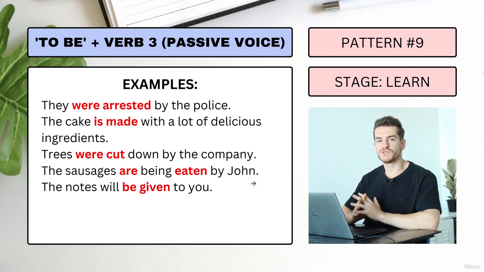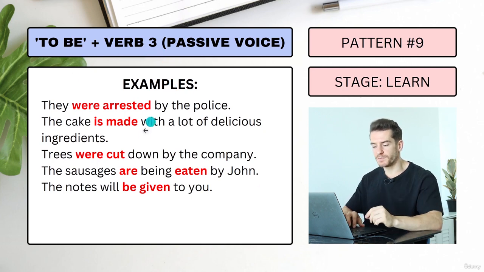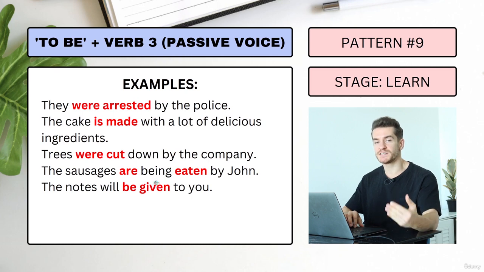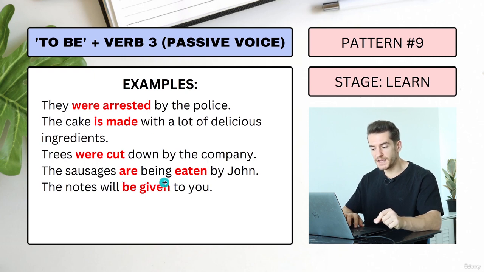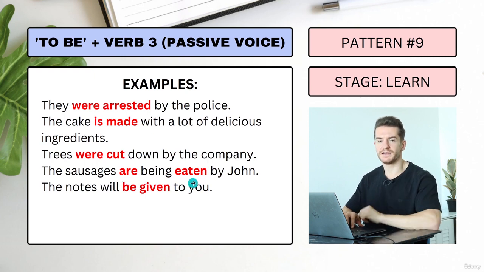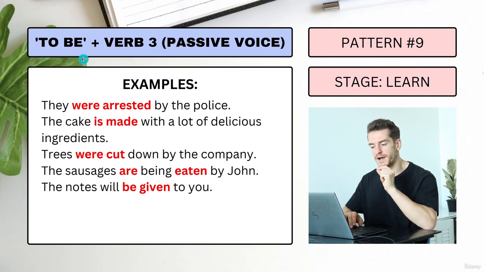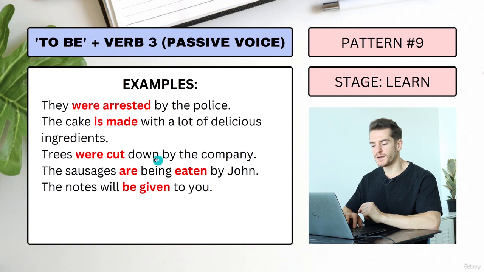So don't worry about this too much. Just know that normally we say to be plus verb 3, but sometimes if you have a continuous sentence, something with ing, then you might need to say to be plus being plus verb 3. But just remember for now, guys, if you're making a passive voice sentence, you always need verb 3 and you always need to be, but sometimes you might need something in the middle, like the word being.